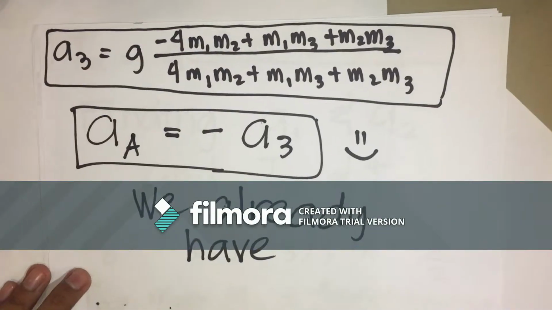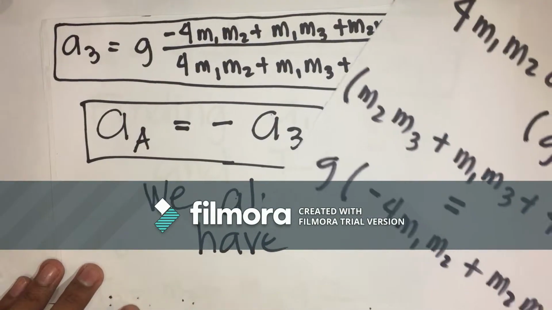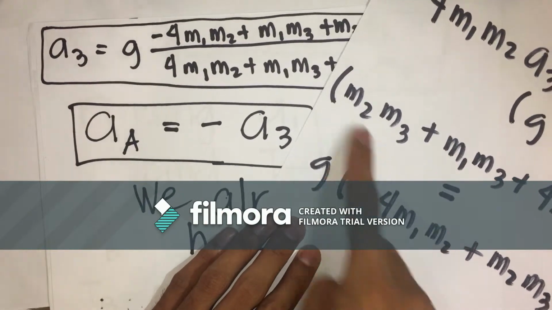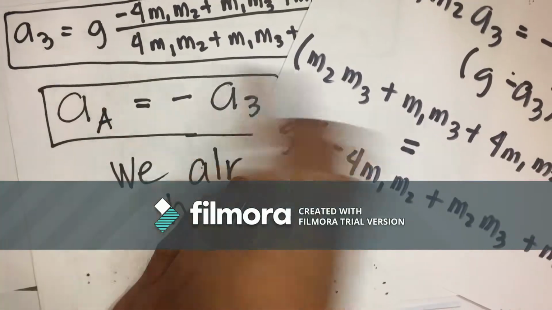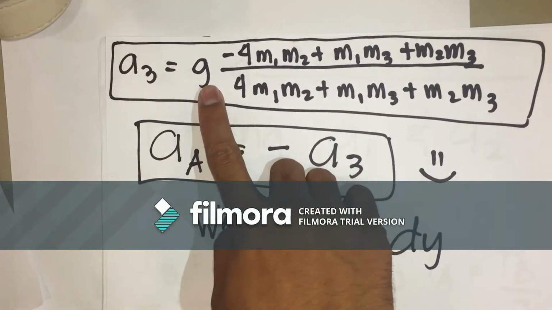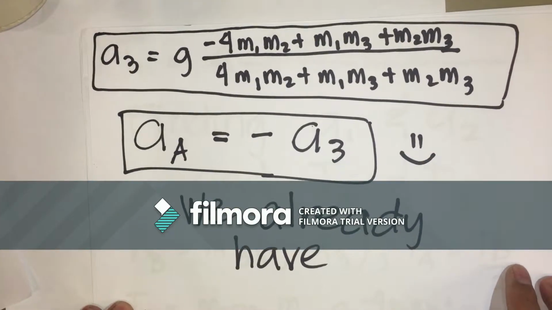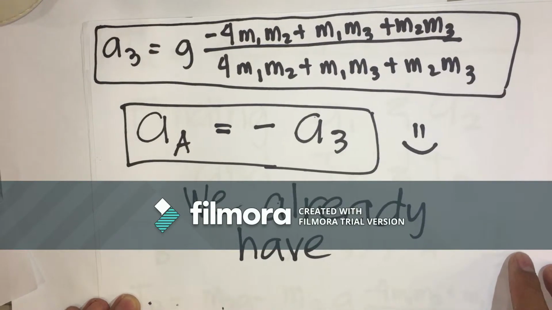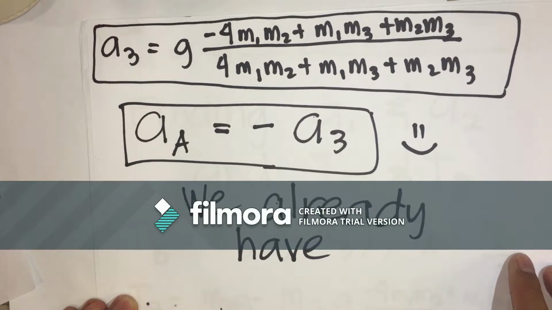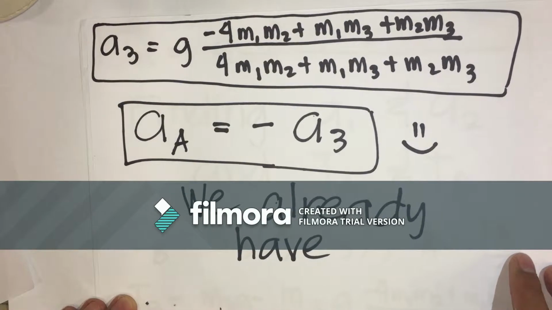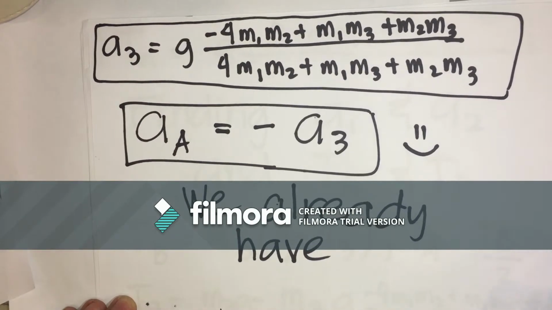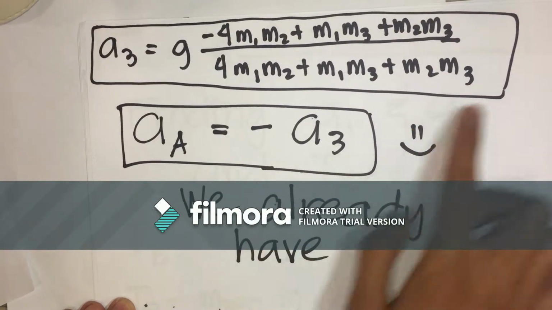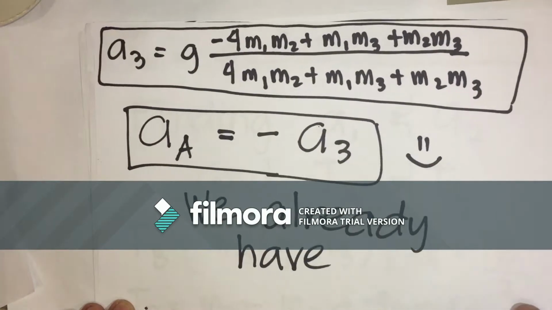Next we'll just divide this term by this term, so we can get A3. The answer then is G times negative 4M1 M2 over M1 M3 plus M2 M3 all over 4M1 M2 plus M1 M3 plus M2 M3. Then we also know that the acceleration of pulley A is equal to the negative of A3.